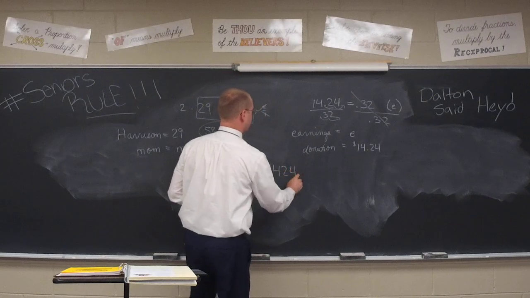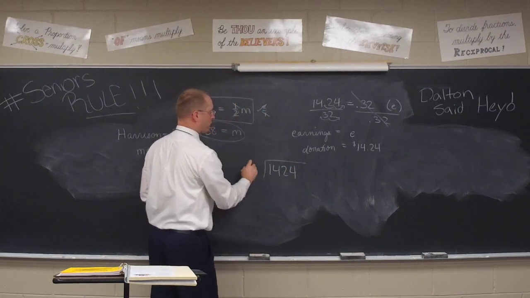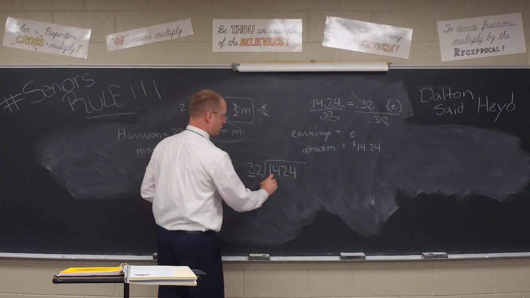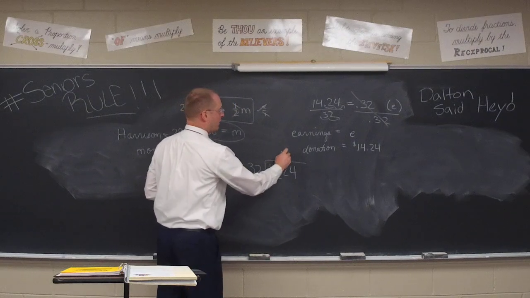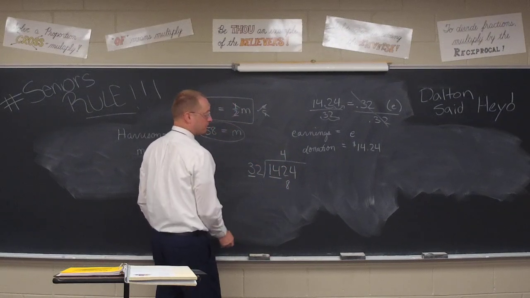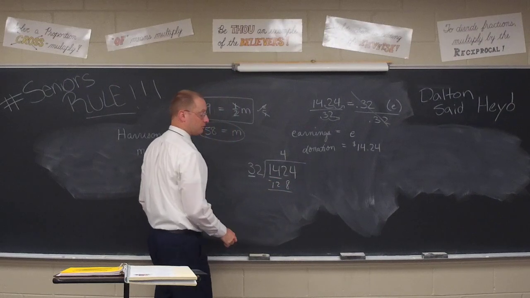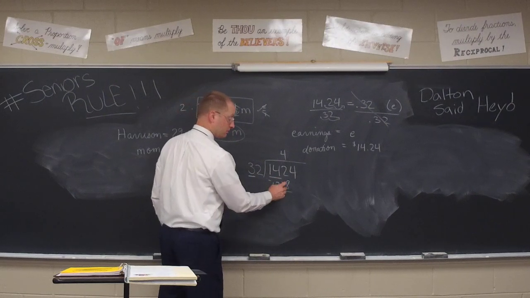I'm going to set it up as a long division problem. 1,424 divided by 32. How many times does 3 go into 14, class? 4. 4 times 2? 8. 4 times 3? 12. Let's subtract. We get 14. There we go.